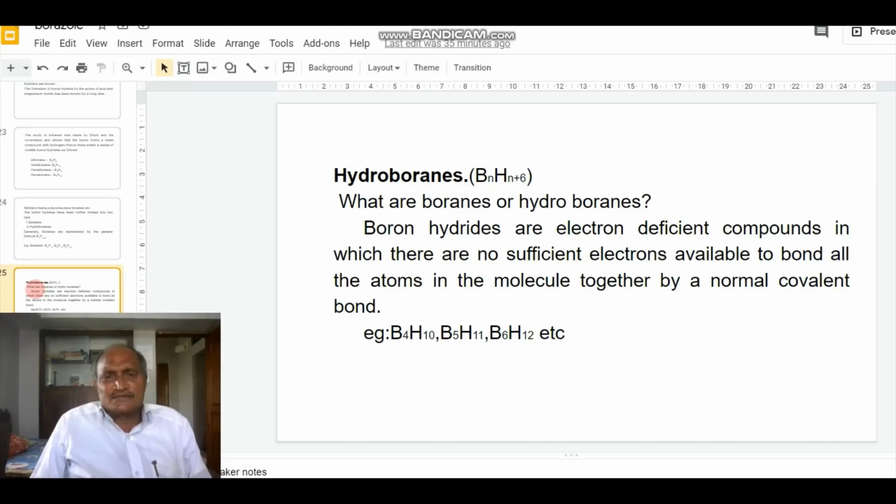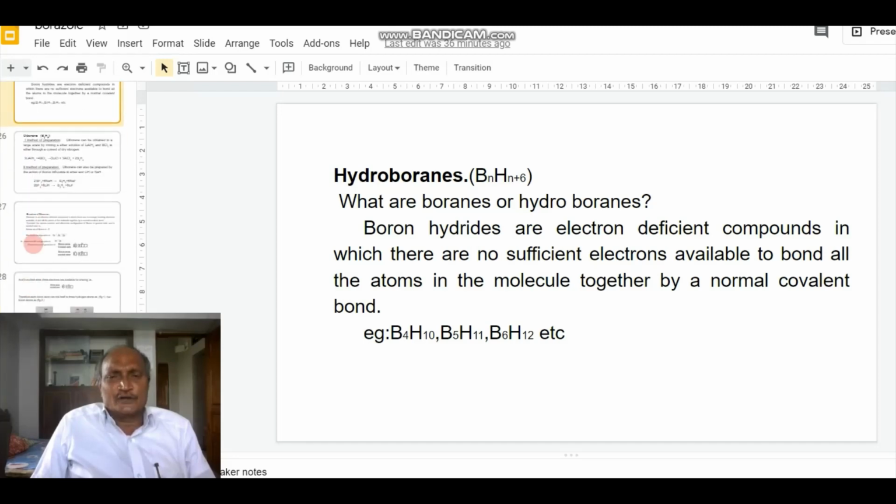Coming to the second type of compounds, that is hydroboranes. As boron hydrides are divided into 2 types, that is boranes and hydroboranes, boranes are represented by the formula BnHn+4, whereas hydroboranes are represented by the general formula BnHn+6. BnHn+6 is the general formula for the hydroboranes. Now, what are boranes or hydroboranes?